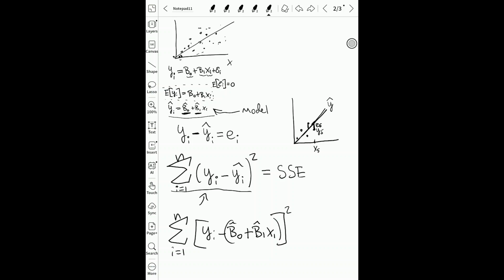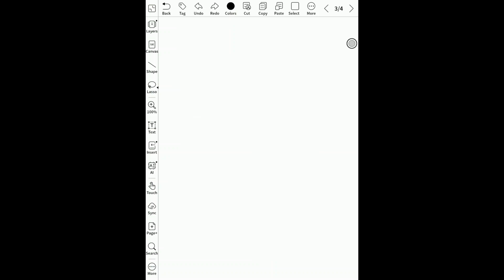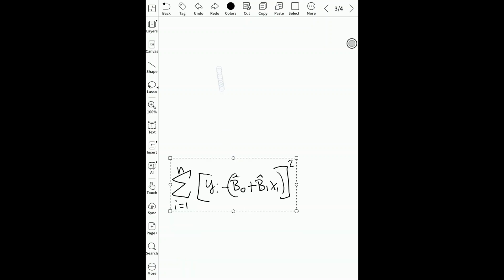So this is our goal. I'm going to capture this just so we keep it in mind. Copy that and go to the next page. Paste that. Because we want to have that in mind as we go forward.